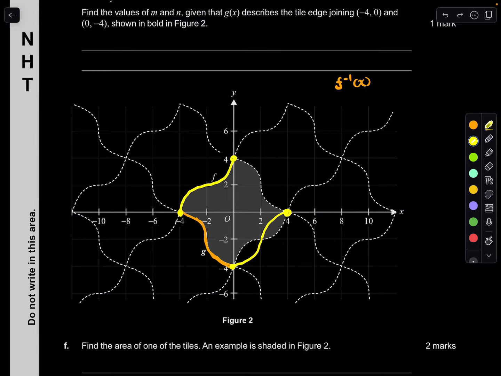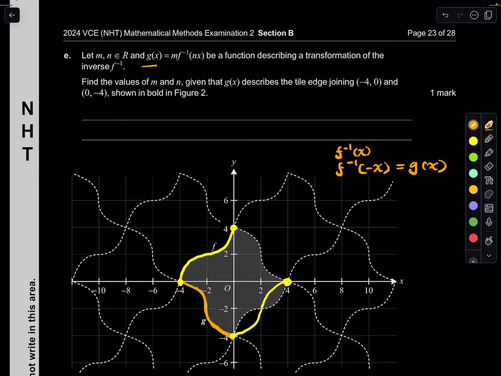And so g of x, isn't it just that you reflect it along the line to get g of x? So you just basically say f inverse of negative x, you reflect that along the y-axis, and you get the function g. That is your jackpot. So g of x is m times f inverse of negative n times x. So your m has to be 1, because nothing's in front of it, and your n has to be -1.